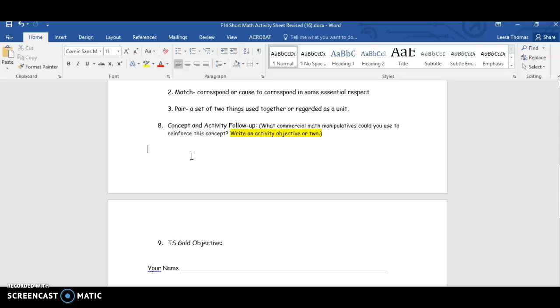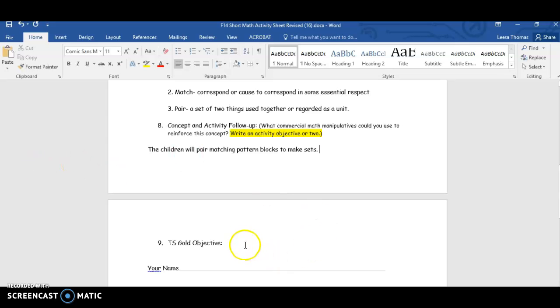I'll post a quick document that shows some common math manipulatives for you. For this, I'm going to say the children will pair matching pattern blocks to make sets. So let's make sure we have an audience, behavior, and condition. The children is the audience, will pair is the behavior, matching pattern blocks is the condition. So I've got my A, my B, and my C.